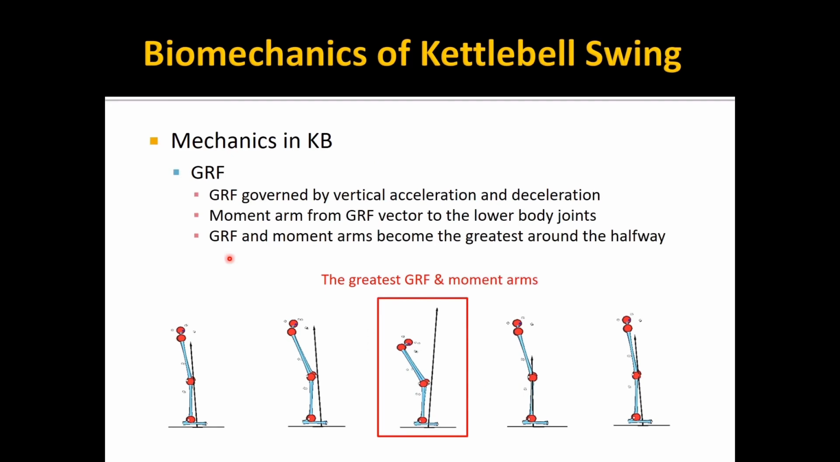And ground reaction force is governed by the vertical acceleration and deceleration, as I mentioned earlier. We also need to consider moment arms from the ground reaction force vector to the lower body joints. The ground reaction force and moment arms become the greatest around the halfway point of the kettlebell swing.